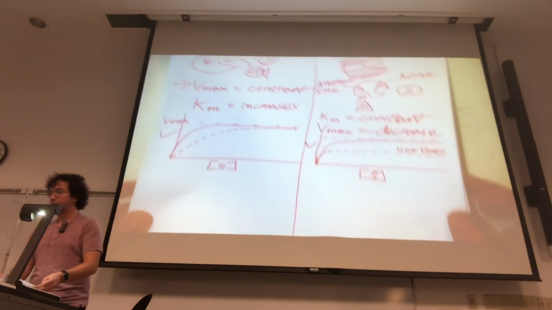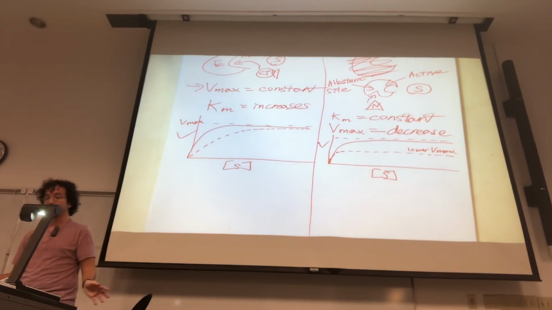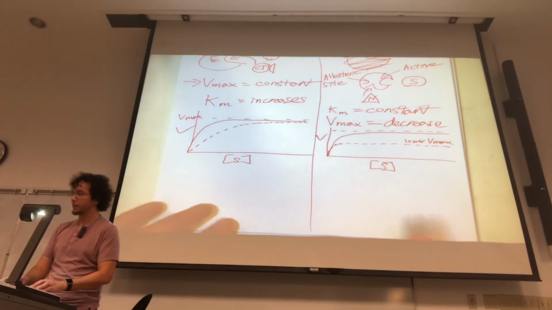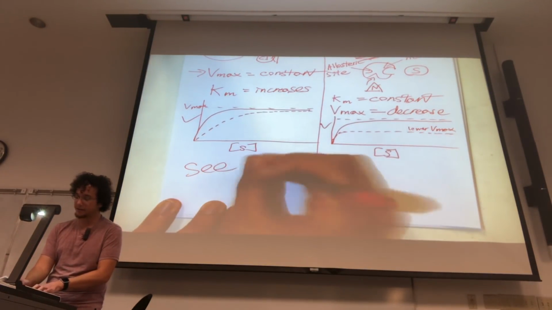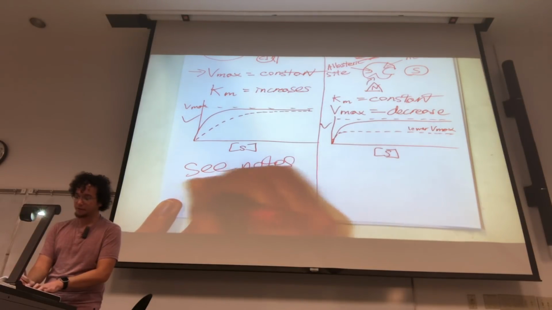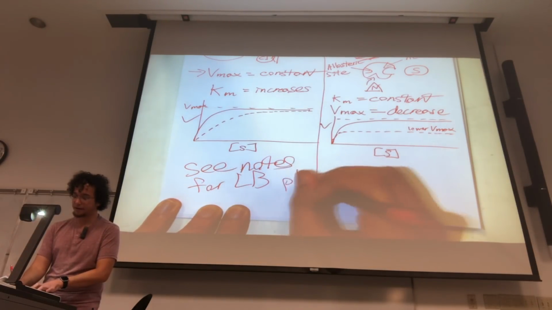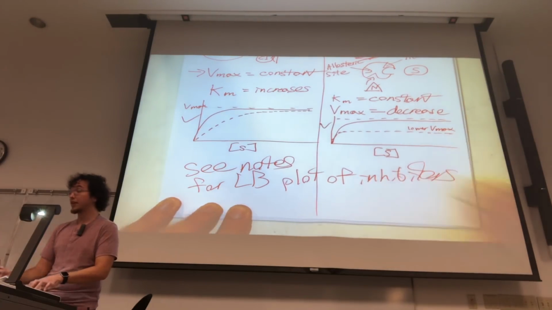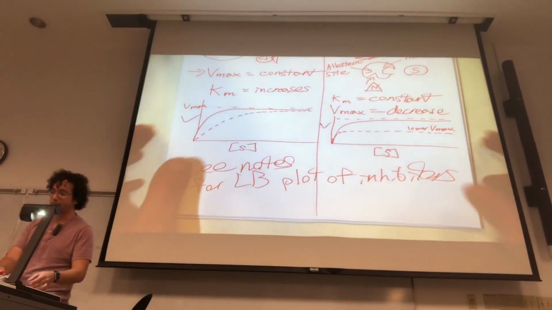So, if you're wondering about Lineweaver-Burk graphs and stuff regarding these, I'm not going to go over the lengthy explanation for that. You can choose to either memorize what competitive inhibition looks like on the Lineweaver-Burk plot, or you can look at the videos I have for chapter 13, explaining how to figure out what the competitive and non-competitive inhibition looks like on a Lineweaver-Burk plot. I'm not going to go over it here. So, I'll say see notes for Lineweaver-Burk plot of inhibitors. You can choose to memorize it or conceptualize it.